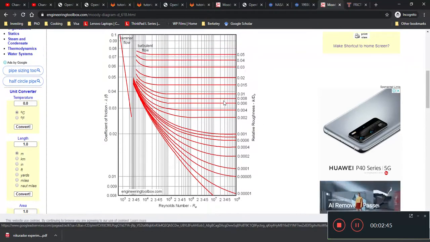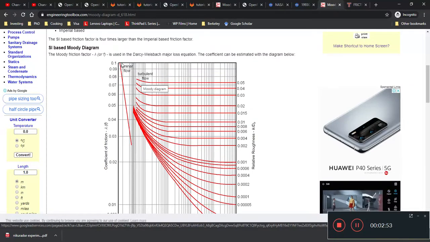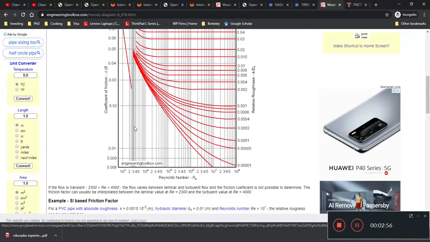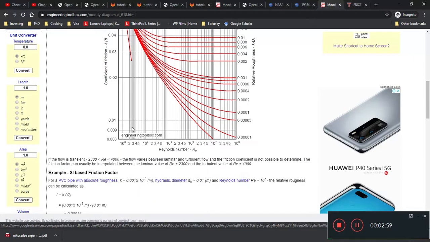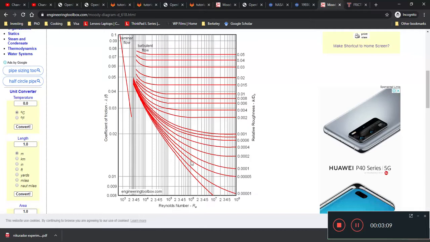If you look at this Moody chart, we would know that in laminar flow we have one certain regime of flow where the friction factor varies linearly with the Reynolds number. And then in the turbulent regime we see this interesting network of lines where we have varying degrees of turbulence with increasing Reynolds number, and then we see this very important bit called relative roughness.